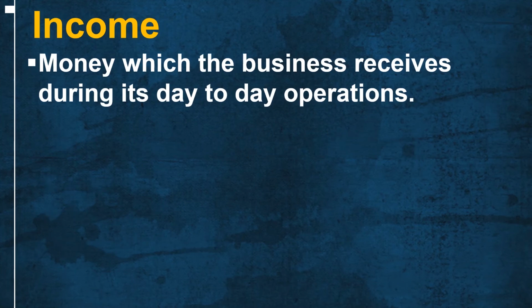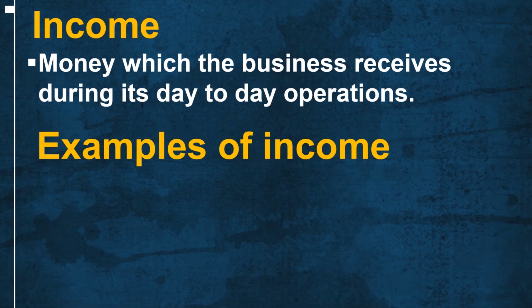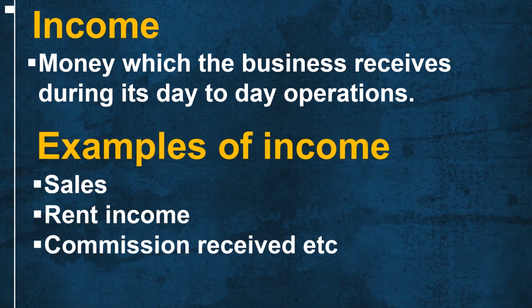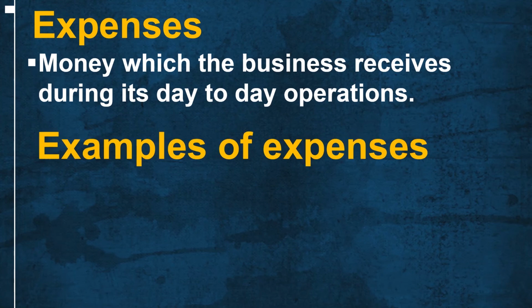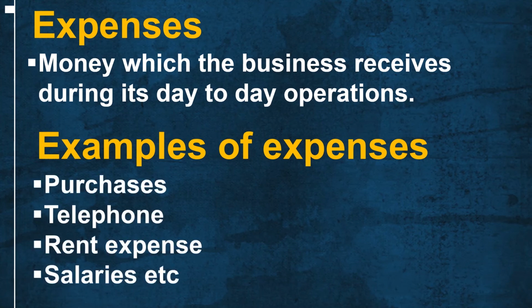Let us then move on to income. Income is money which the business receives during its day-to-day operations. Examples of incomes are sales, rent income, and commission received. We move on to expenses. And when we talk about expenses, we are referring to money spent on day-to-day running costs of the business. Examples of expenses are purchases, telephone, rent expense, and salaries.